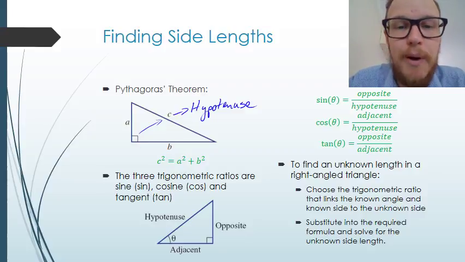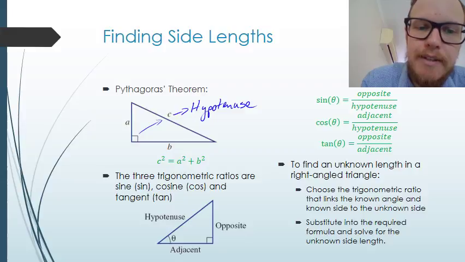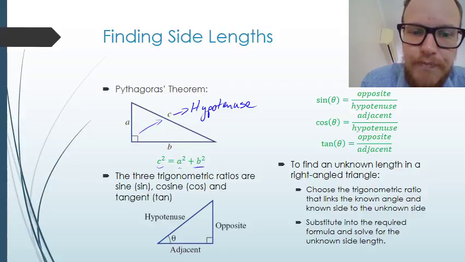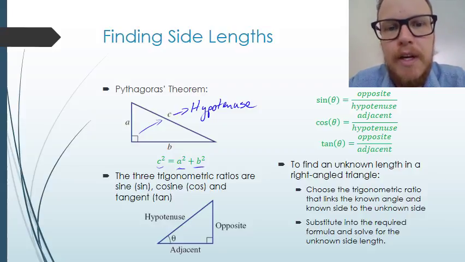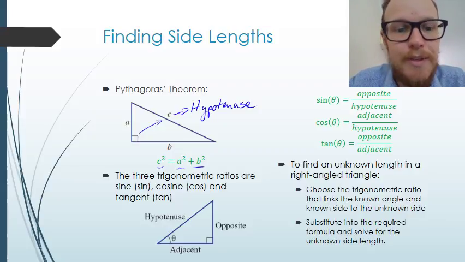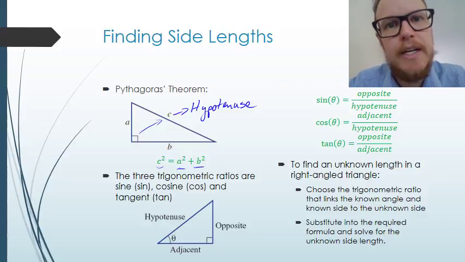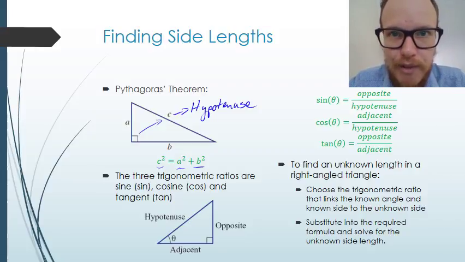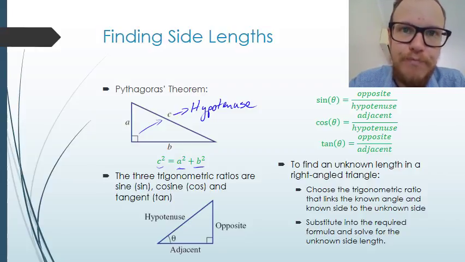The relationship for Pythagoras' theorem is that the hypotenuse squared is equal to the sum of the other two sides squared. So adding them together. Now, in order to solve problems using Pythagoras' theorem, we need to substitute into the theorem and then use algebra to rearrange to find the unknown side that we might be looking to find.